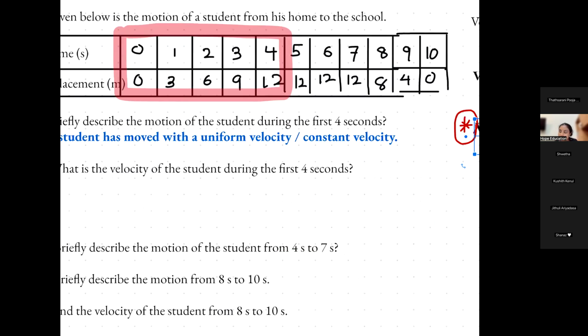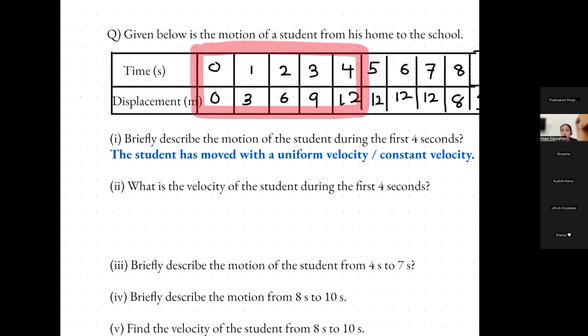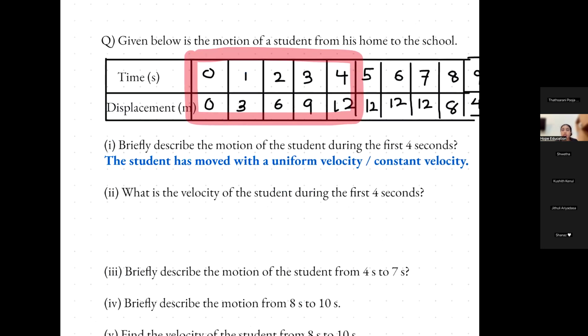Let's ask Joshua. Did you get 3 ms minus 1 or a different answer? Javindu? Pratiksha? Kushit? Sandaru? Shweta?